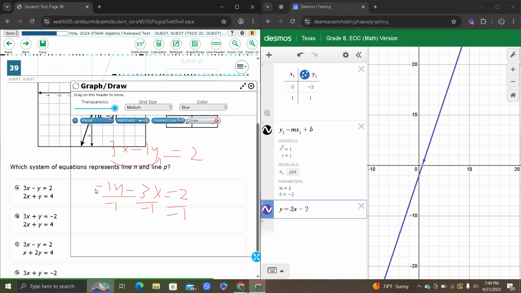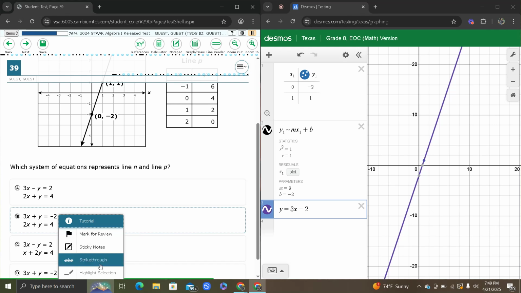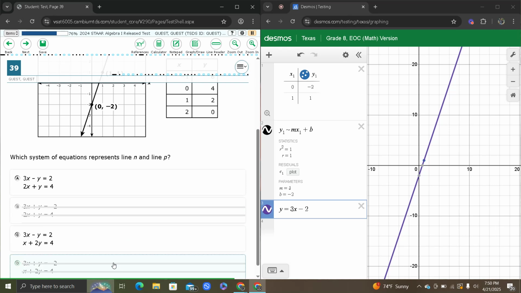So then, negative 1 and negative 1 cancel each other out. Negative and negative makes positive. Y is equal to 3x minus 2. 2 divided by negative 1 is just negative 2. So, A is correct, or part of A is correct. Not the whole answer, but part of it is. So, 3x minus y is equal to 2. That's correct. Not 3x plus y. So it's either C or A.